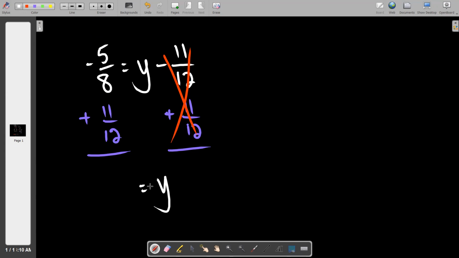Common denominator. What is the common denominator of eighths and twelfths? 24. There are a lot of others. There are infinitely many others, but 24 is the best. It's the smallest. And so I'm going to turn these both into 24ths. I'll stick my plus sign back in.